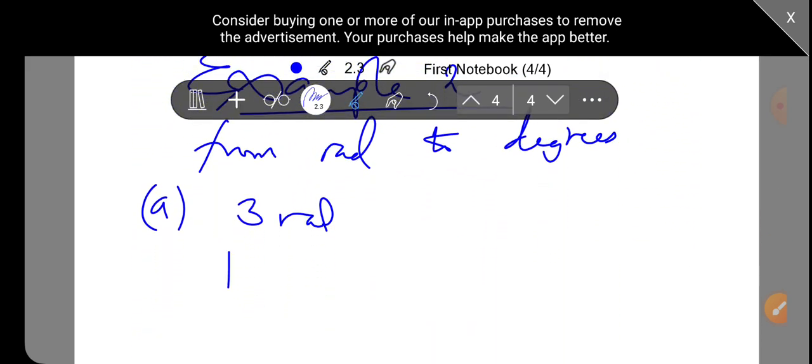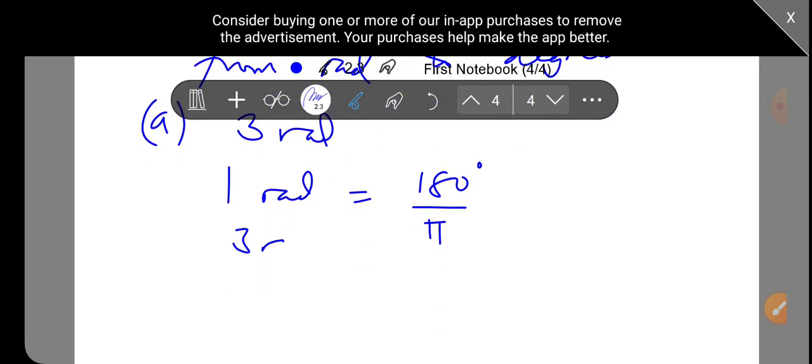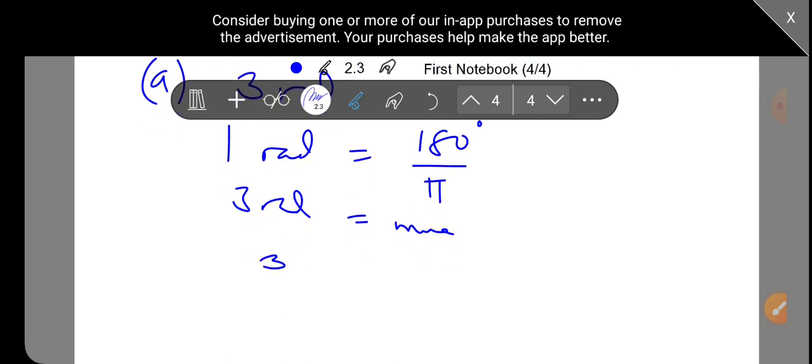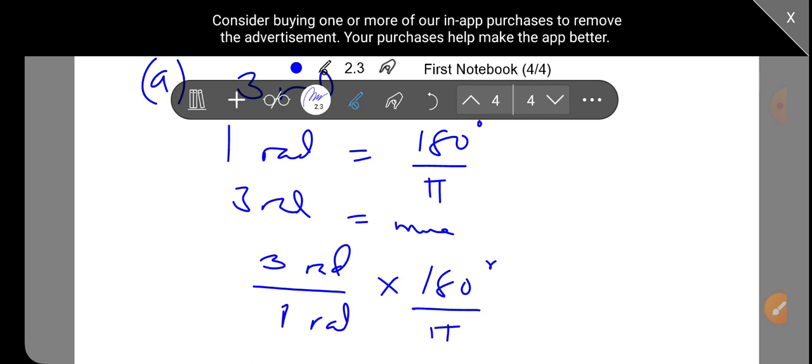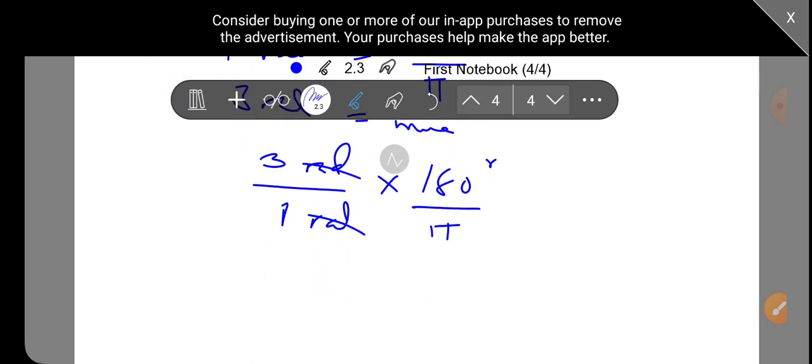So if 1 rad is equal to 180 degrees over pi, then what about 3 rad? It's going to be more, right? Then it's going to be 3 rad over 1 rad times 180 over pi. So the rad and the rad get cancelled. The answer there will become 3 times 180.